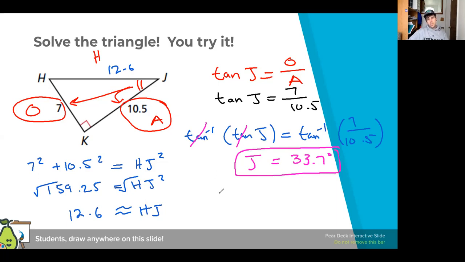We haven't done h yet, but all we have to do here is 90 minus 33.7. So those angles are going to be complementary to each other, and we figure out that it's 56.3. So 56.3, 33.7. Those are going to be our angle measurements there, and we found everything. We know all the angles, we know all the sides. We've gone ahead and we solved this triangle.